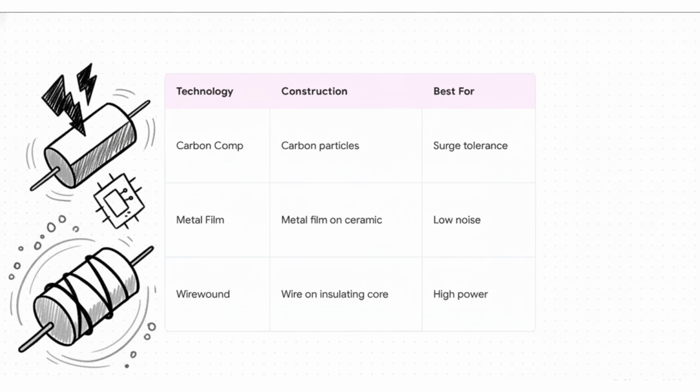Then you have metal film resistors, which deposit a super thin metal layer on a ceramic core. That gives you fantastic precision and really low noise, absolutely perfect for delicate sensor interfaces. And wire wound resistors? They literally wrap resistive wire right around an insulating core, so they can handle massive amounts of power and heat without even breaking a sweat.